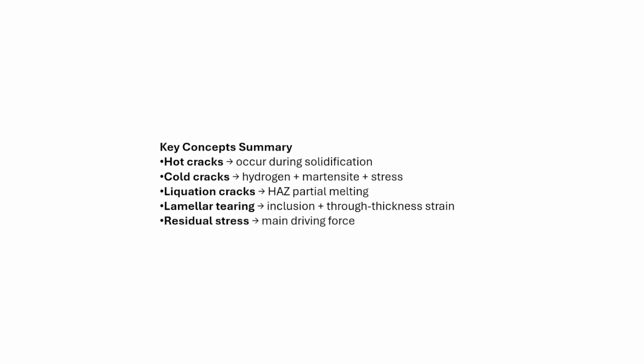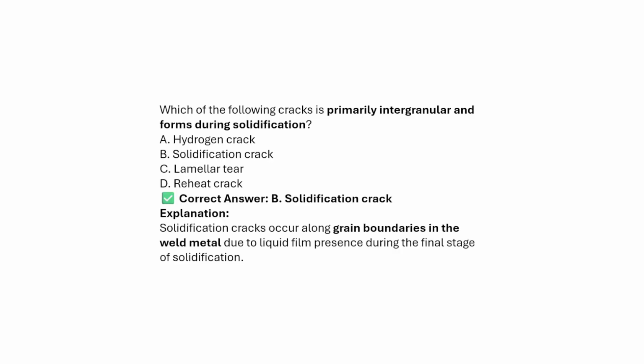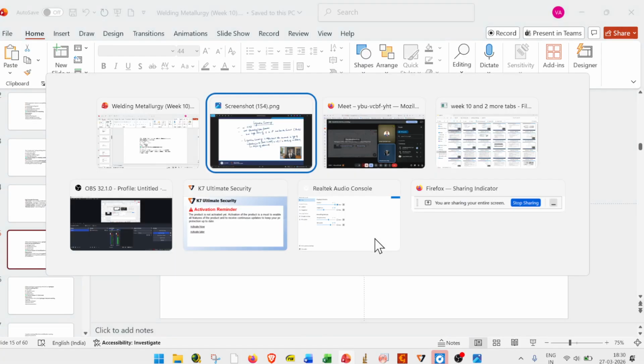And lamellar tearing is due to inclusions and through-thickness strain. It occurs in the rolling direction, and residual stress is the main driving force for crack propagation. Once the residual stress value exceeds the material's ultimate strength, then the crack will start propagating. Next, coming to the types of cracks that are present.